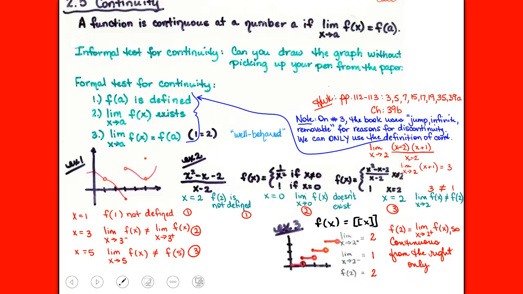All right, so here is our homework for tonight on pages 112 to 113. Please note that on number 3, in the back of the book, they're going to use answers like jump discontinuity and infinite discontinuity and removable discontinuity. We can't do that. For AP, when they ask me to justify a discontinuity, I only get to use these 3 things. So I don't care what the back of the book says. When you justify, you only use one of those 3 things on number 3.